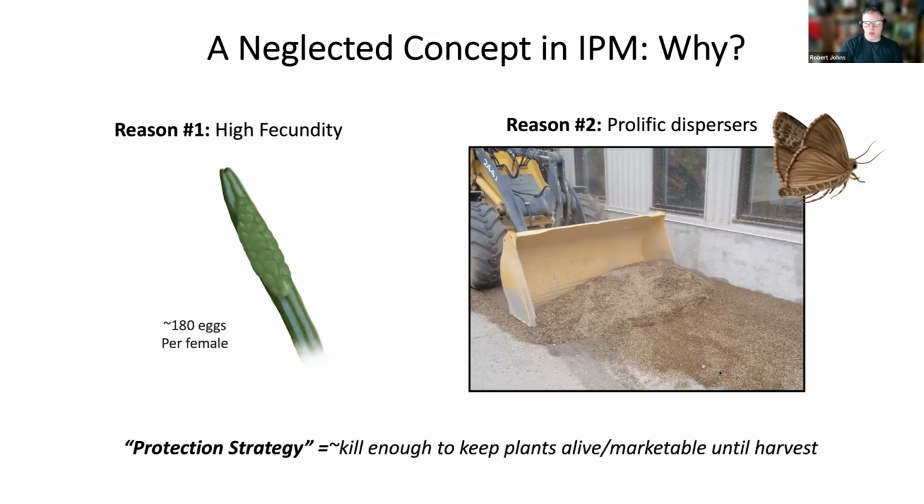And so what you end up with is what's called a protection strategy, where you're really just aiming to kill enough of the insects at these very vulnerable times that you can keep those plants alive or marketable until harvest. Okay, so there's no implication that your management tactics are going to lead to a decline in those populations.